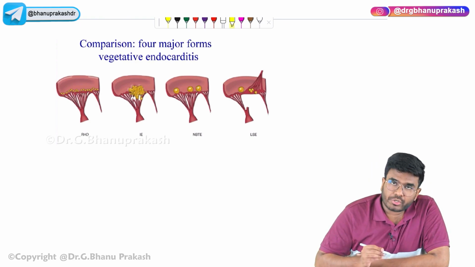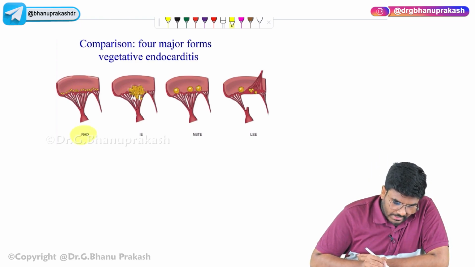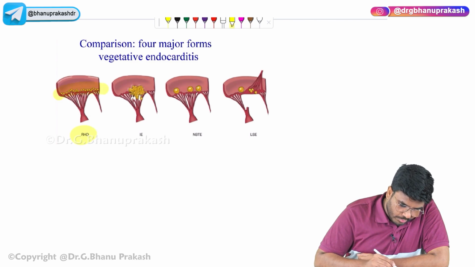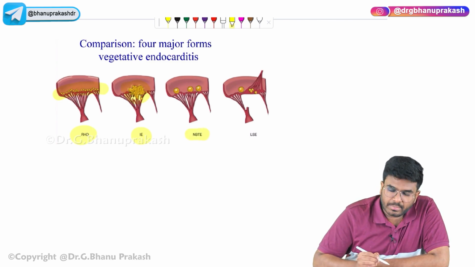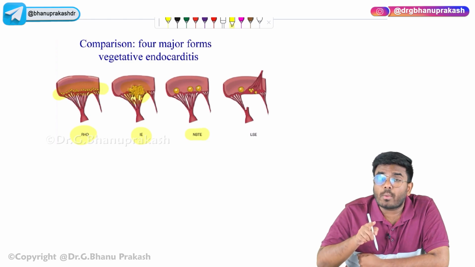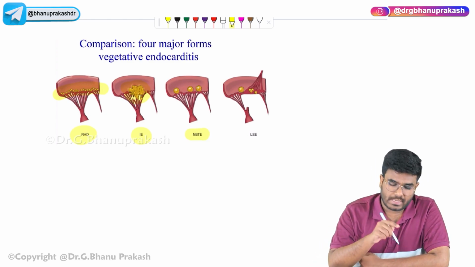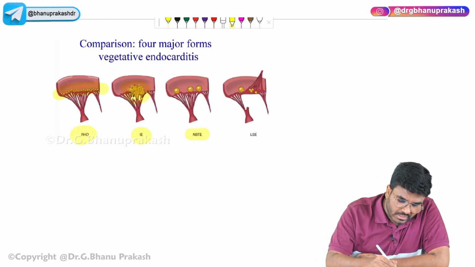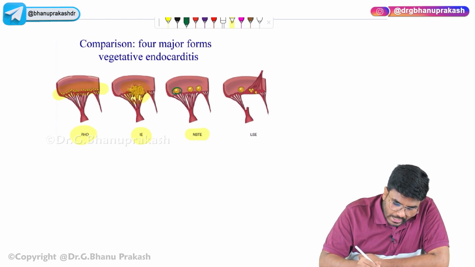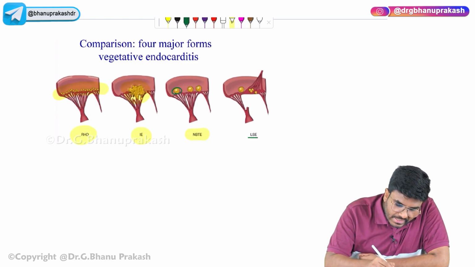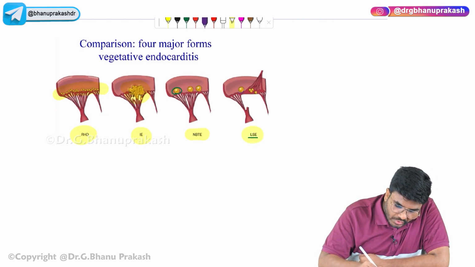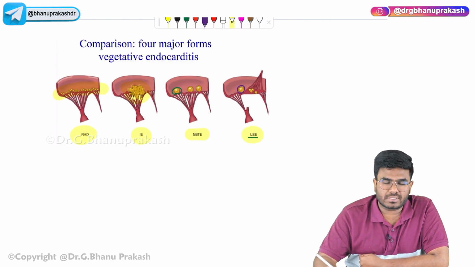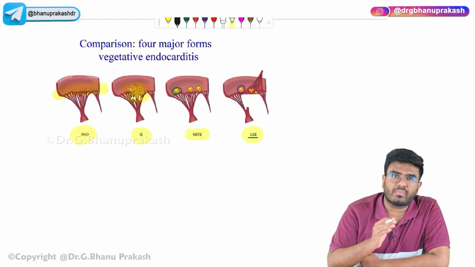Now I want you to know, especially for your exam purpose, that in rheumatic heart disease, yes, vegetations are present. I hope you can see the vegetations. In infective endocarditis also the vegetations are present. And there is a condition called NBTE, non-bacterial thrombotic endocarditis, where you are going to have vegetations, no doubt. And in Libman-Sacks endocarditis, you are also going to have vegetations. So how do these vegetations differ from one another?